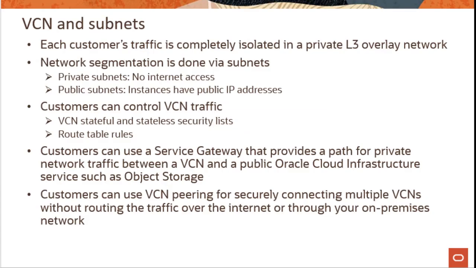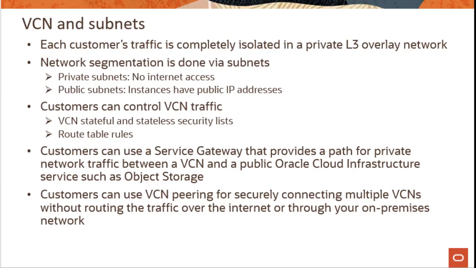So we looked at isolation at compute level. But what about virtual cloud network and subnets? In OCI, each customer's traffic is fully isolated in a private layer 3 overlay network. Now we can do further network segmentation via subnets. And there are two main types of subnets.